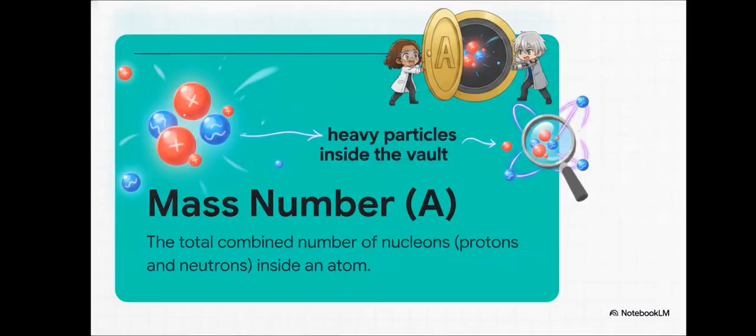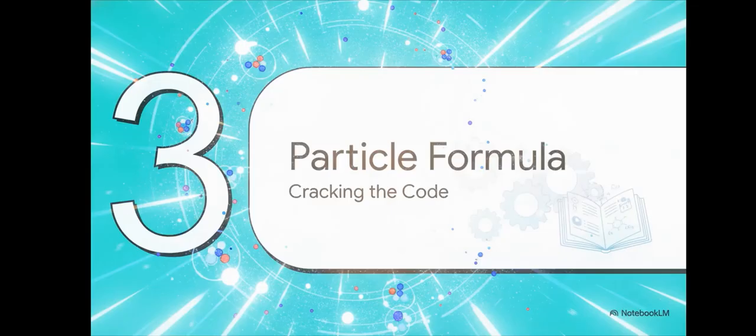And because the protons and neutrons are the actual heavyweights of the atom, they are what determine its overall mass. Which perfectly brings us to our next big concept: the mass number, represented by the letter A. Now remember how the atomic number Z just counts the protons? Well, the mass number, A, gives us the total combined count of every single heavy particle inside that vault. It's simply your protons plus your neutrons, the whole payload. All right, let's look at Chapter 3, the particle math formula.